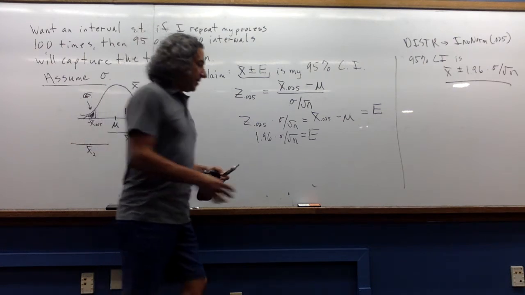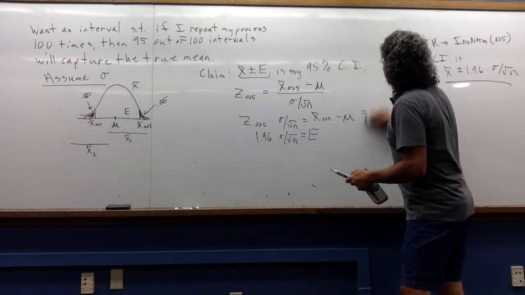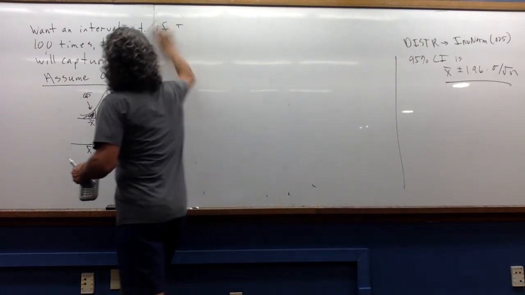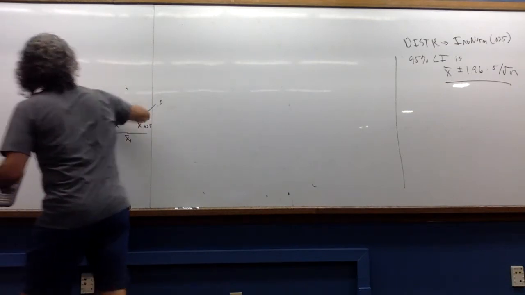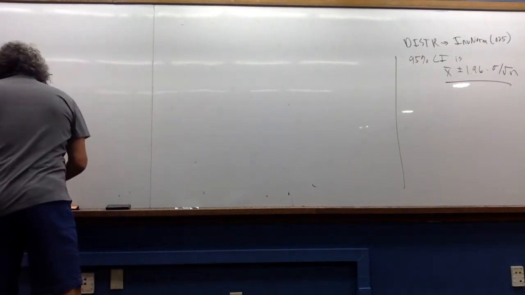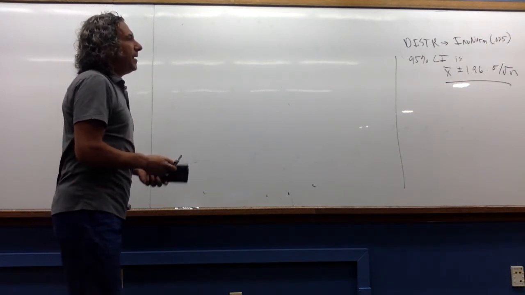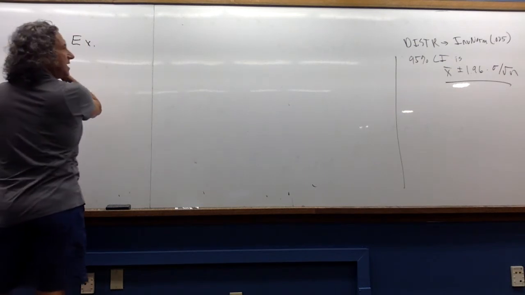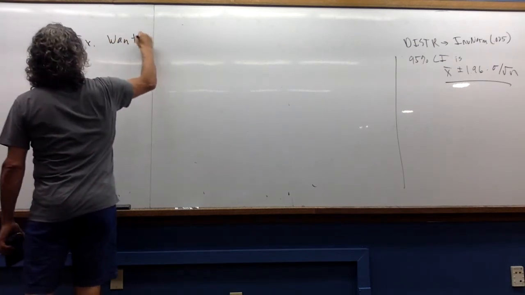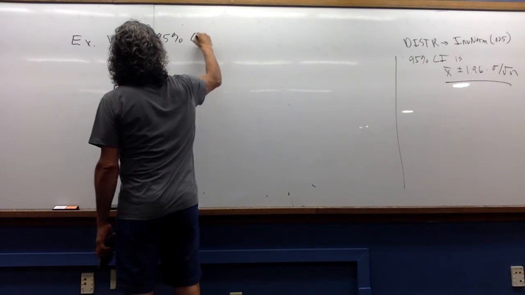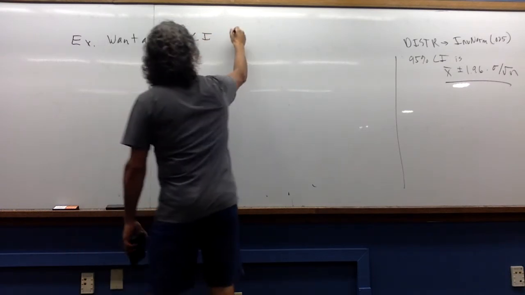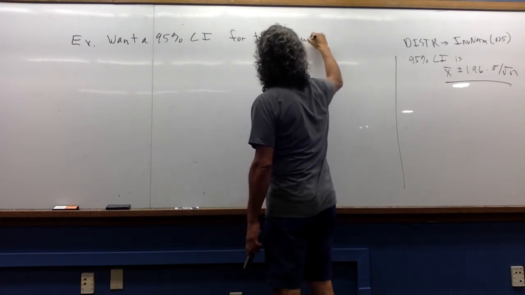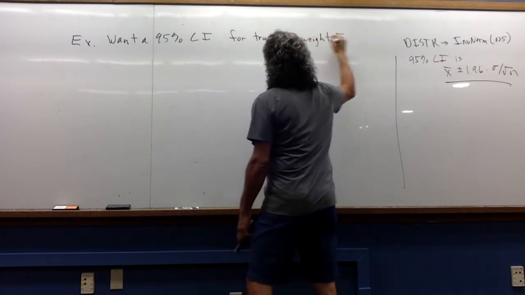So that's a lot of theory. The application of this is super easy. The application of this is just plug and chug. All right, so how is this plug and chug? Well, so example, let's say you want a 95% confidence interval for the true mean weight of WW students.